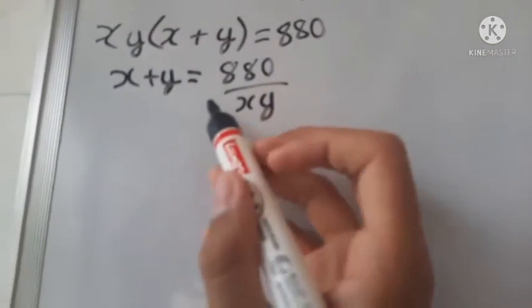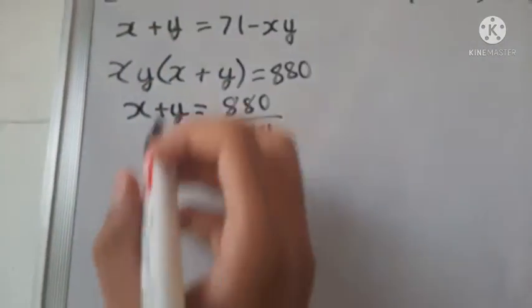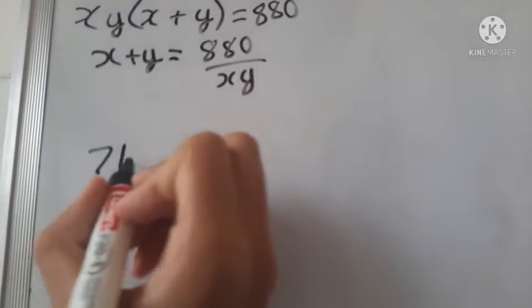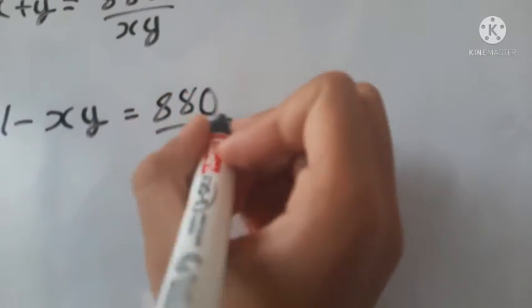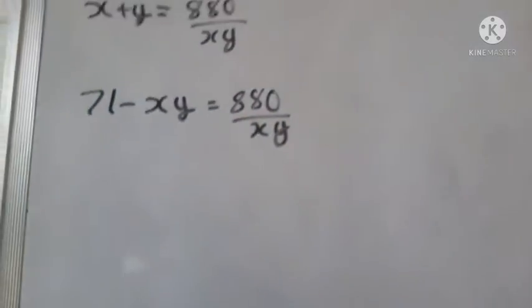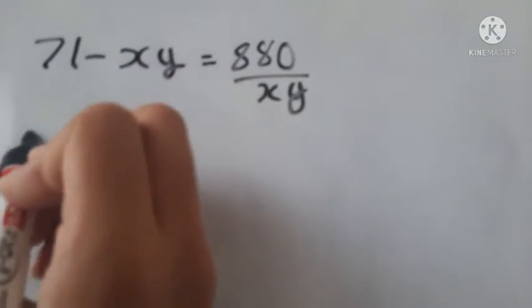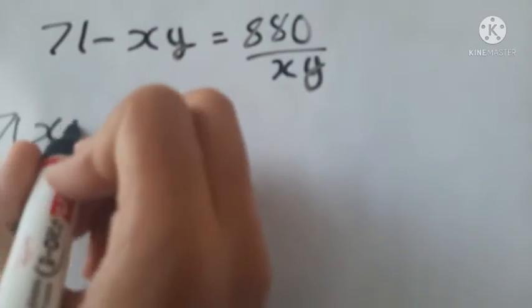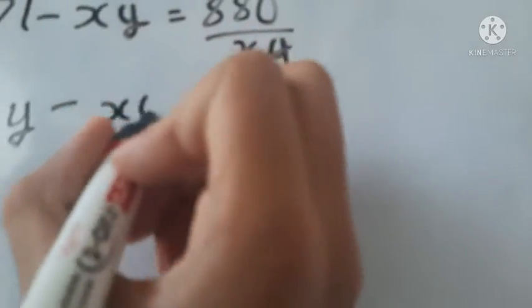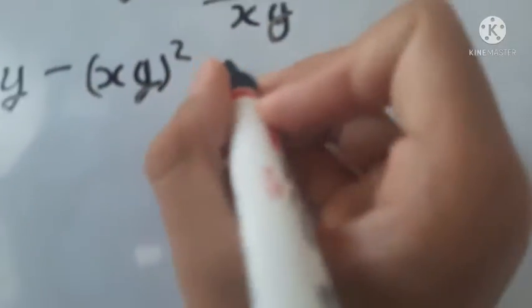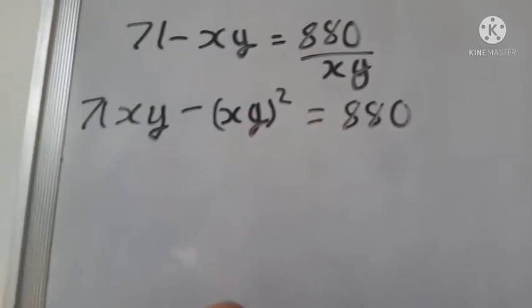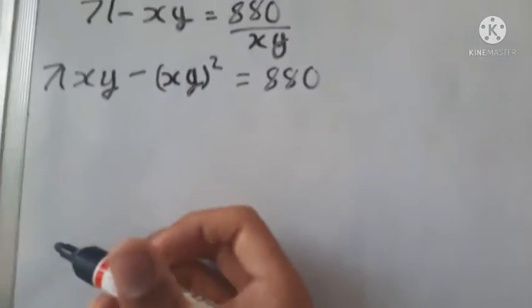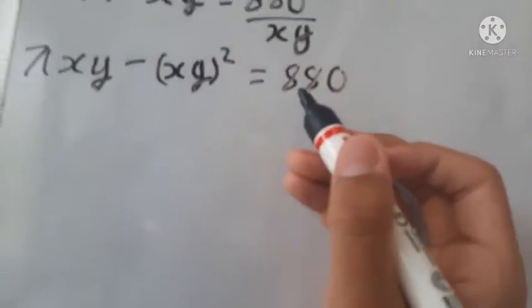Okay, so we'll combine these two equations. Therefore 71 minus xy is 880 over xy. Multiplying both sides by xy, we get 71xy minus (xy) squared is 880. I'm just going to keep it that way. There's a reason for that. You'll see.